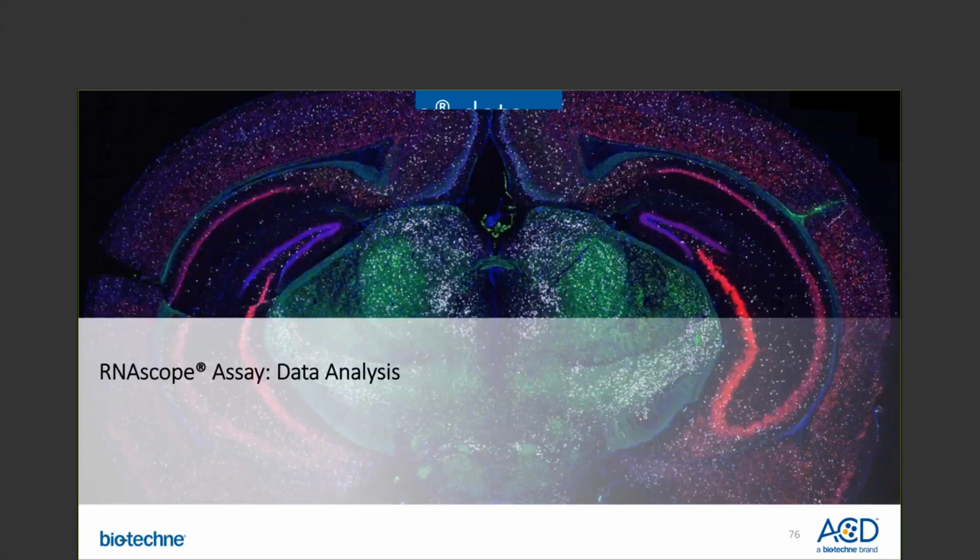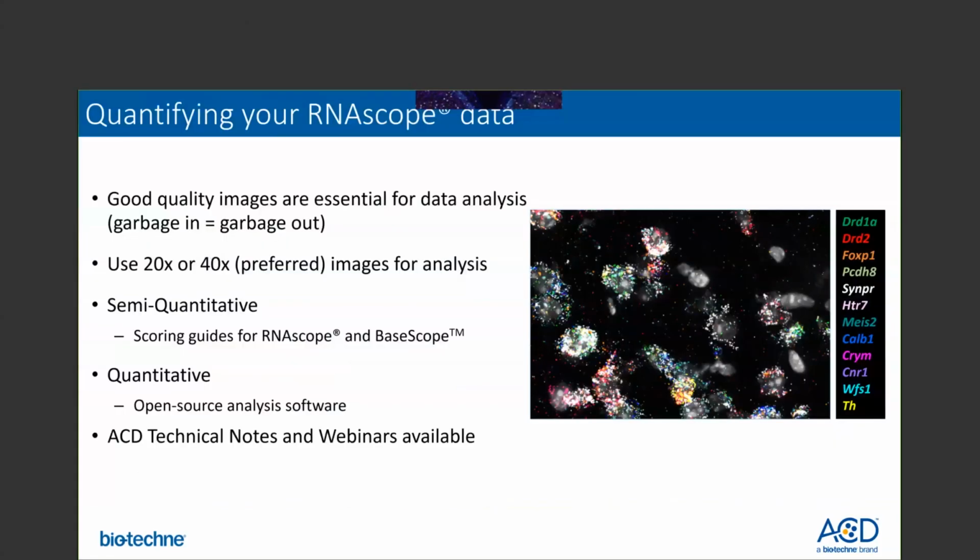Moving on to the methodologies available for analyzing your RNAscope images. When analyzing RNAscope data, it is important to remember that you can expect to have higher quality data if you start with good quality images. As the saying goes, garbage in equals garbage out.